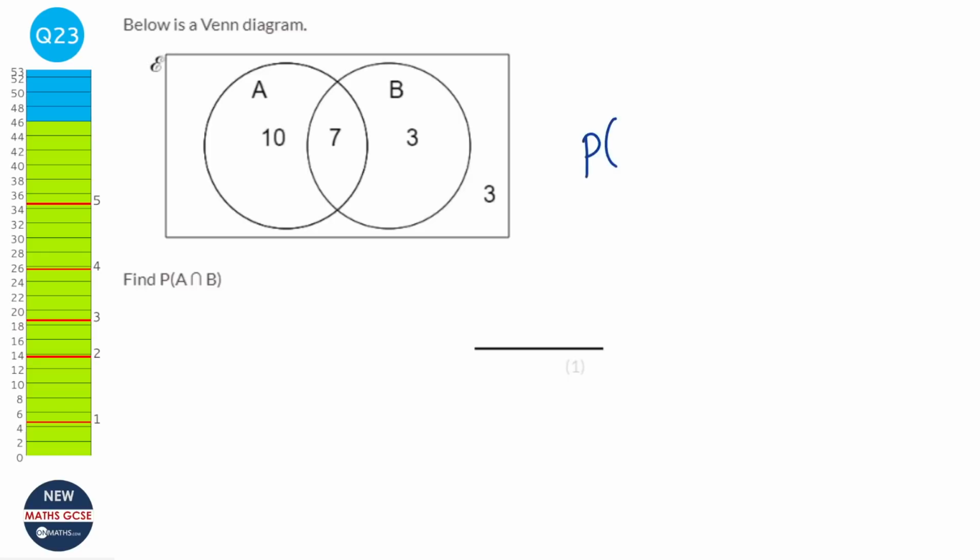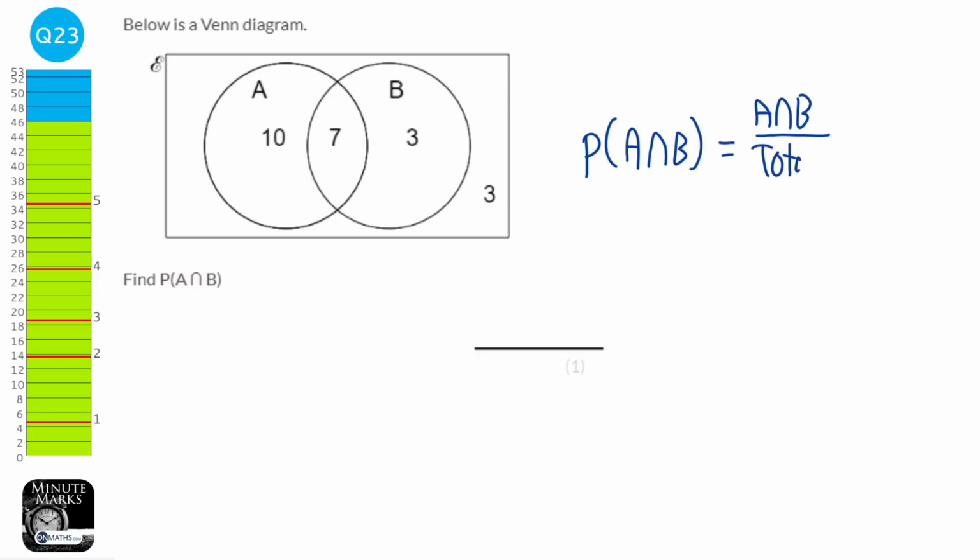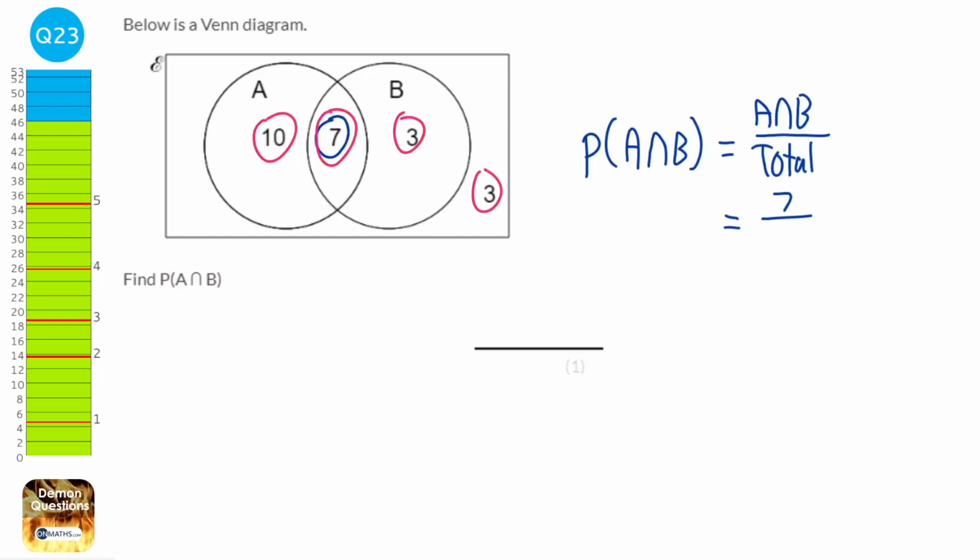So to find the probability of A and B, which is what that sign means, we're going to work out the amount in A and B, and we're going to put that over the total amount. So A and B means it's the overlap, so that's going to be 7. And the total amount is all of the numbers added together, which will be 23. So our answer is that the probability of picking A and B is 7 over 23.